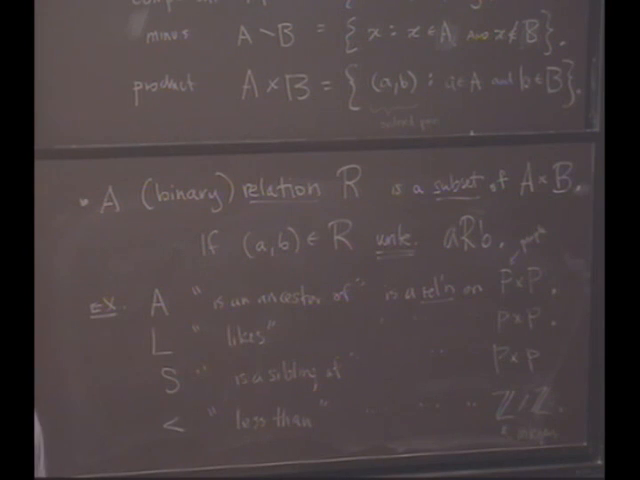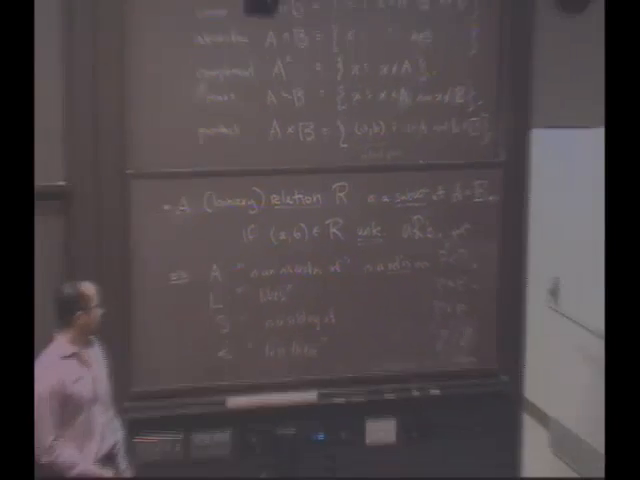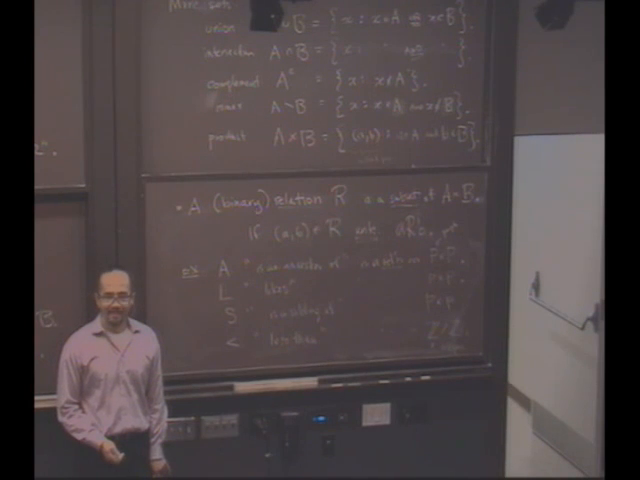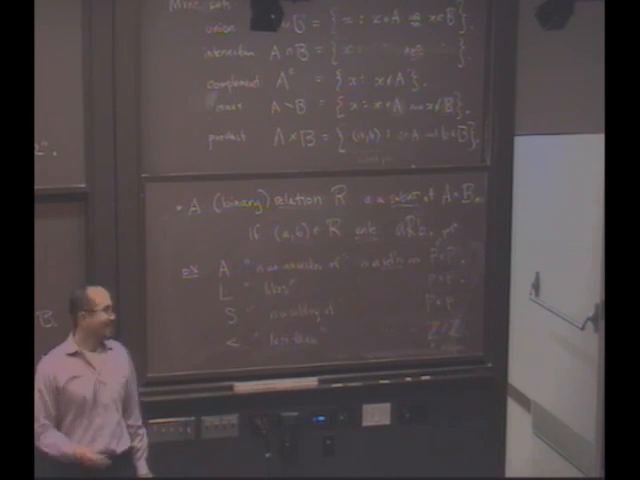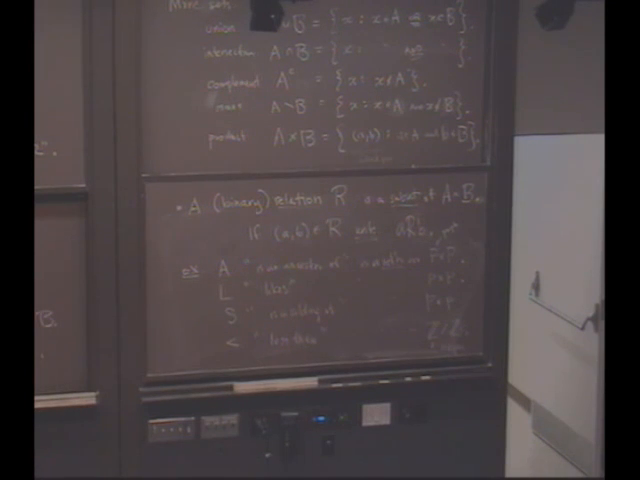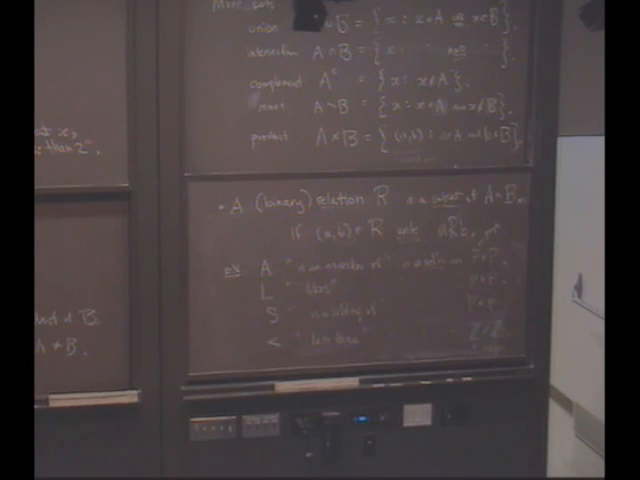No, I'm not an ancestor of myself. Okay? Is L reflexive? I hope so. Okay, good. So is L symmetric? If Bonnie likes Jenny, does that mean Jenny likes Bonnie? Not necessarily, right? Okay, very good.